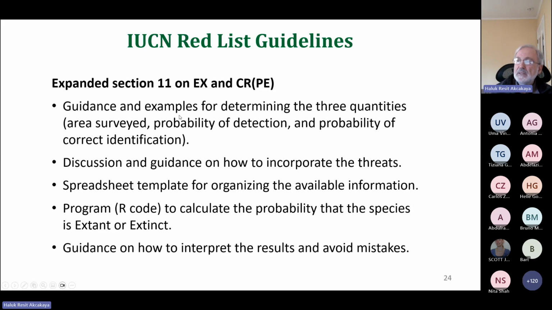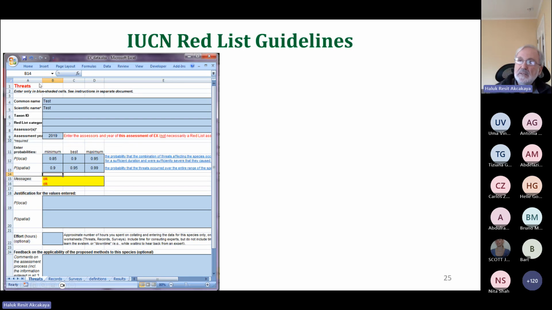The guidance and examples for these three quantities are given in section 11. There's also discussion and guidance on how to incorporate threats, and there's a program to calculate the probability and guidance on how to interpret the results. So there's a spreadsheet template where you enter the information based on the quantities that I mentioned. It has three tabs: threats, records, and surveys. Records is when the species was actually recorded, and surveys is when the species was surveyed but not recorded.